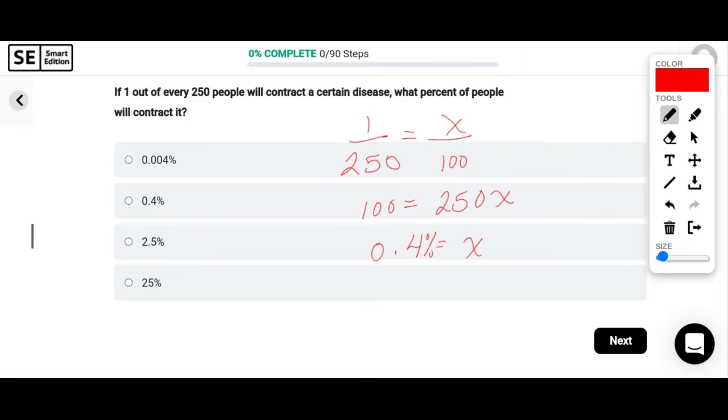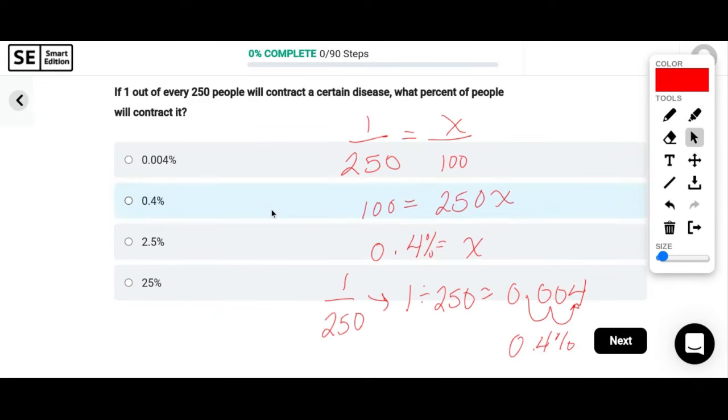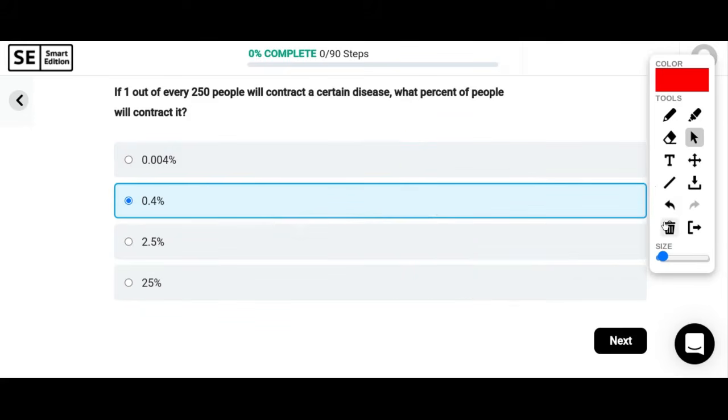Okay, another thing that you could do is you could just take 1 divided by 250. Remember, 1 over 250 is the same thing as division. And 1 divided by 250 is 0.004. But then you have to remember you need to convert it into a percent. So swoop it to the right twice and you will get 0.4%. 2 ways to get to the same answer.